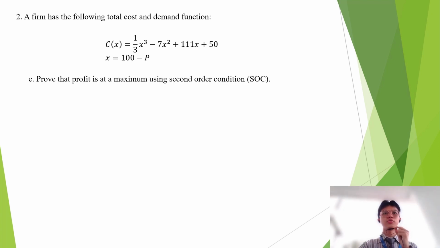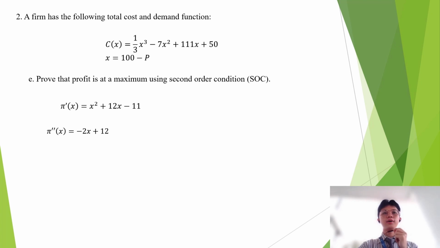Last question, 2e. Prove that profit is at a maximum using the second order condition, SOC. The first step is we need to find the second derivative of the profit function. As we already calculated just now, the first derivative of the profit function is negative x squared plus 12x minus 11. We take the derivative again to become negative 2x plus 12.